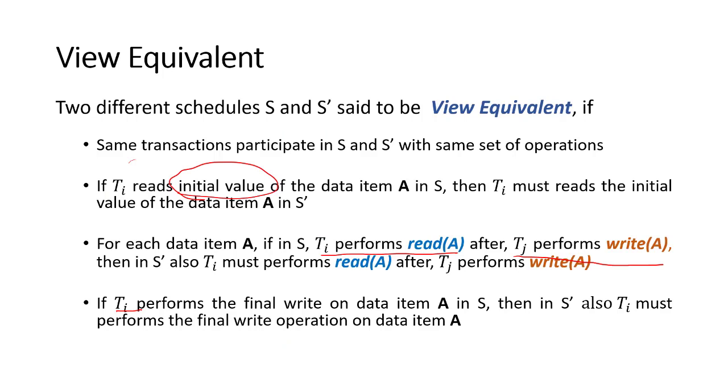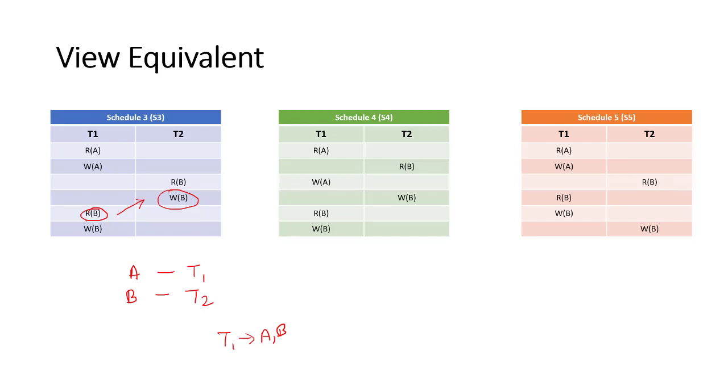So the first condition, which says that all have the same transactions and the same set of operations, is satisfied. Then for data item A, which one is performing the initial read operation? T1 is reading the initial value of A. So this is true. Now for data item B, transaction 2 is performing the initial read operation. Why? Because transaction 1 is reading data which is written by transaction 2. So this initial data read condition is satisfied for schedule 3 and schedule 4.